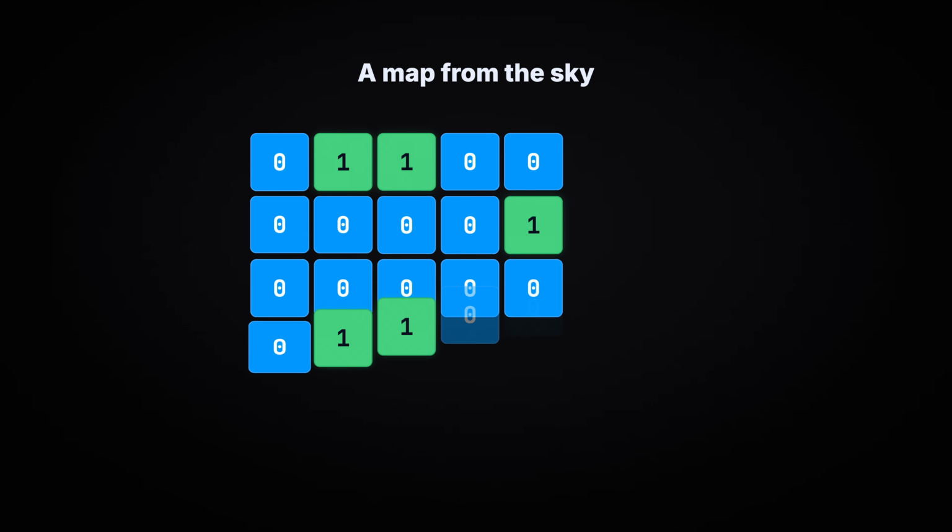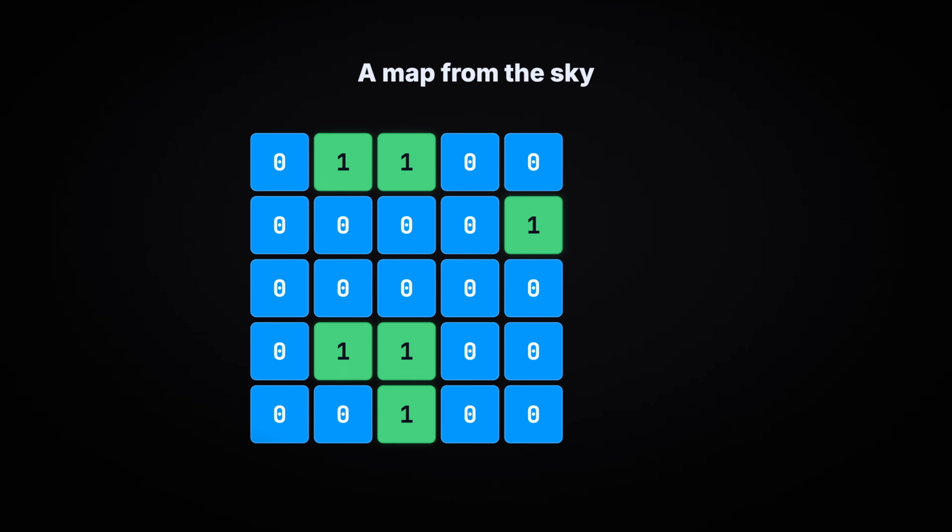Let me first paint the picture. Imagine you're looking down at a map from the sky, like a satellite view. The map is a grid. Each cell is either land or water. Let us say land is a 1 and water is a 0. An island is simply land cells that touch above, below, left or right. Touching land is one island.